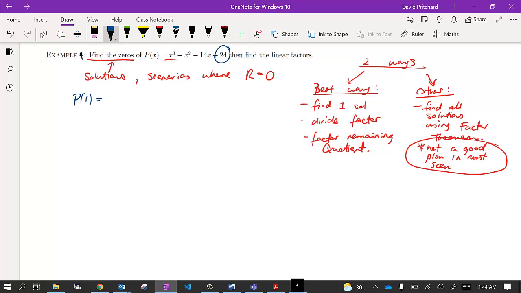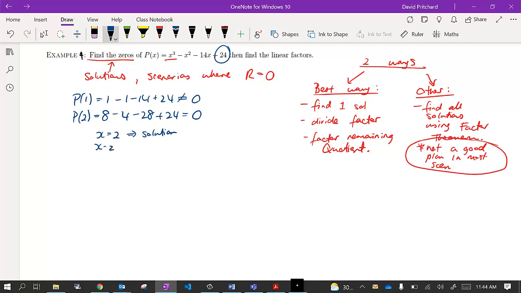So if we sub in 1, what do we get? We get 1, take 14 plus 24. We know that that's not 0, so that's no good to us. -1 is also similar, it's not going to work very well. So now we'll look at substituting in 2. So we've got 2 cubed, which is 8, 2 squared, which is 4, 14 times 2, 28, and then plus 24. So this one does equal 0. Now that tells us that x equals 2 is a solution, and therefore x take 2 is a factor. So great, we've got 1 of the 3.